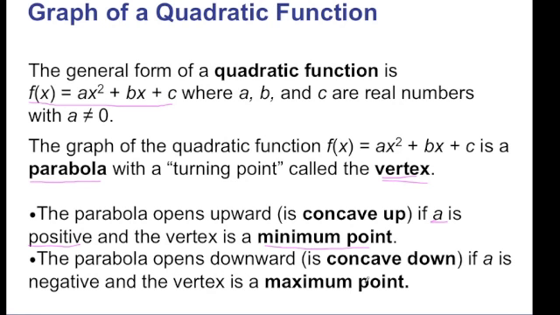If it opens down, it's concave down, a is negative, and the vertex is a maximum point. So open up, this would be my minimum point. Opening down, this would be the maximum point.